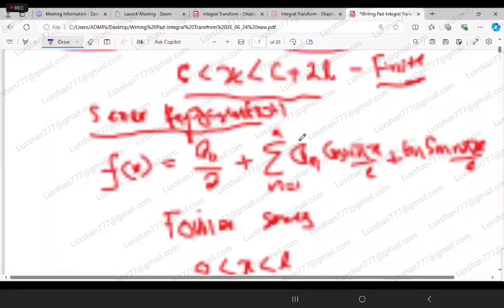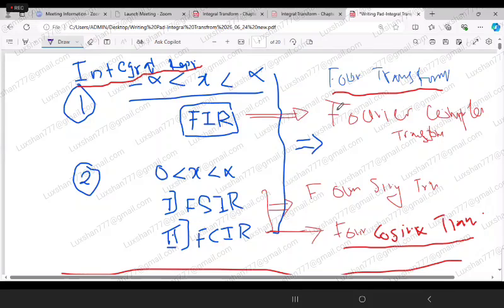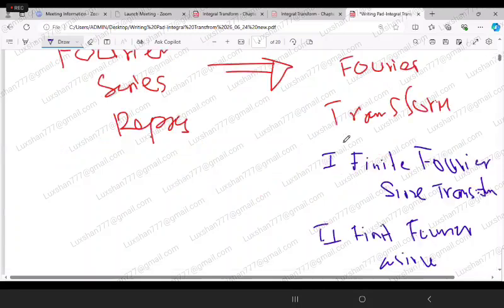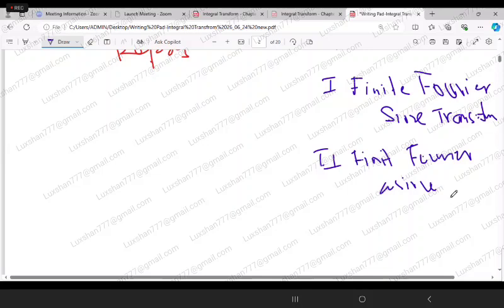But look here. In the case of infinite, we have three: the complex one, the sine one, and the cosine one. But in the case of finite, we have only two: the finite Fourier sine transform and the finite Fourier cosine transform. So now we want to study these two.